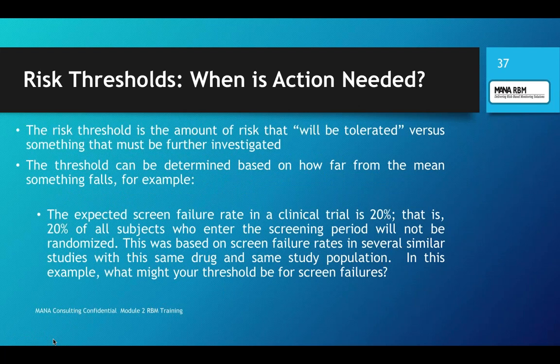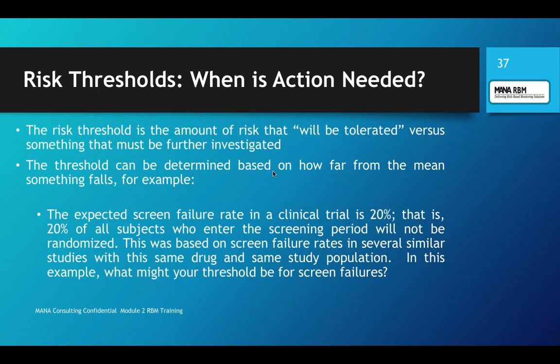The risk threshold is the amount of risk that will be tolerated versus something that must be further investigated. There are always errors, and you're going to see those kinds of errors. Not all errors are created equally, just like not all data is created equally. So you want to think about what we can be comfortable with, and at what point we need to do more. The threshold can be determined based on how far from the mean something falls.